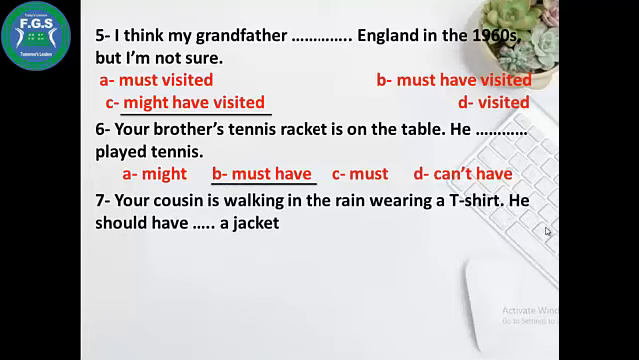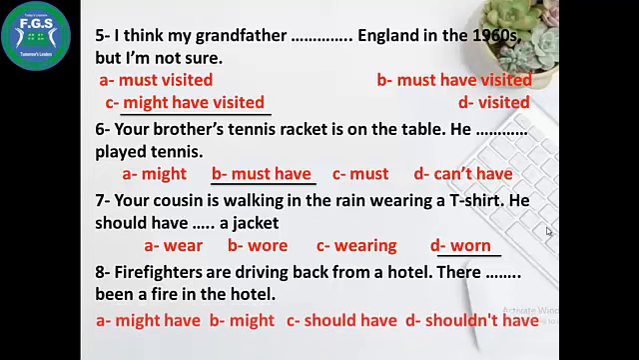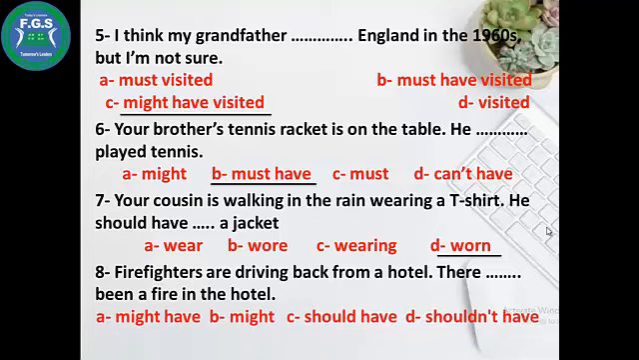Number seven, your cousin is walking in the rain wearing a t-shirt. He should have ___ a jacket. Should have plus the past participle. Wear, wore, wearing, worn. Number eight. Firefighters are driving back from a hotel. There ___ been a fire in the hotel. Might have, might, should have, shouldn't have. There might have.